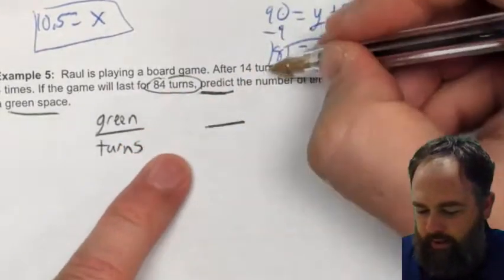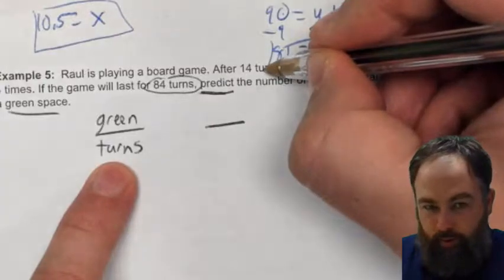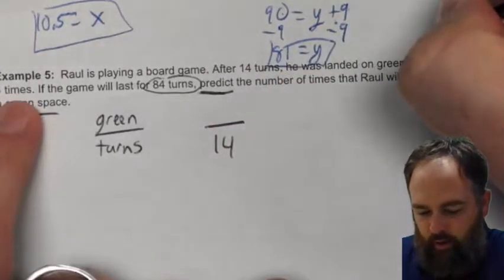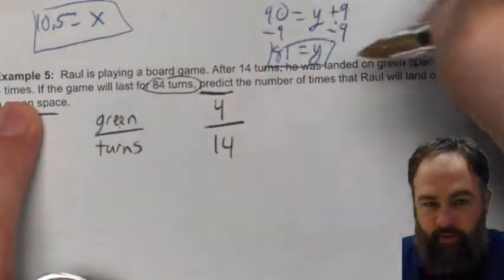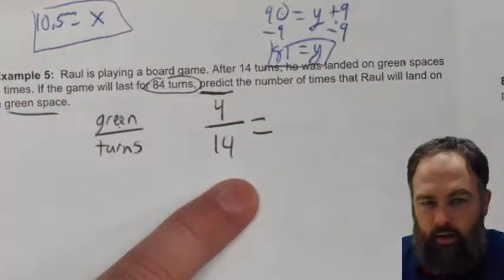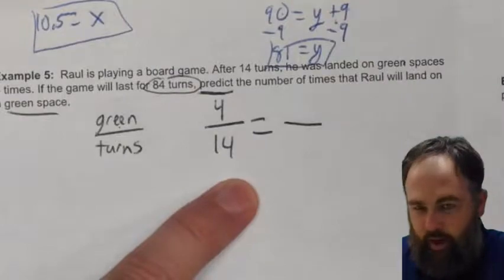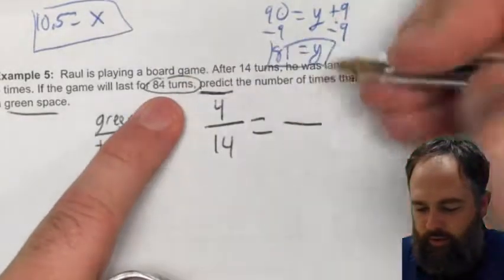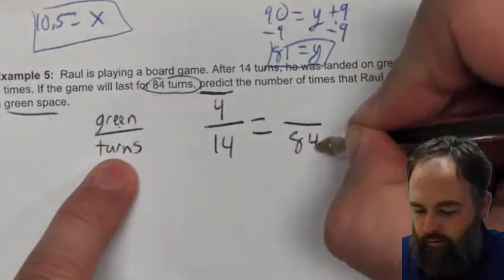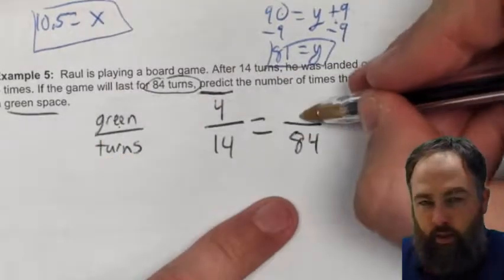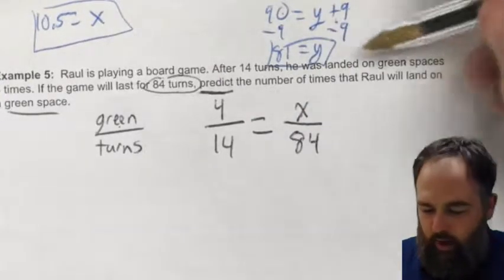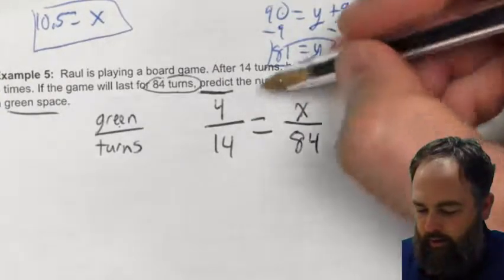He's had 14 turns, which turns is going to be on bottom, so 14 goes here. And then green spaces are 4, so greens go on top, that gives me 4. That equals my second fraction, which is what I'm going to use to predict. At the end of the game, we're predicting 84 turns. Again, turn is on bottom. And I don't know how many green spaces, so I'm going to put a variable there. Now I can cross multiply and solve.